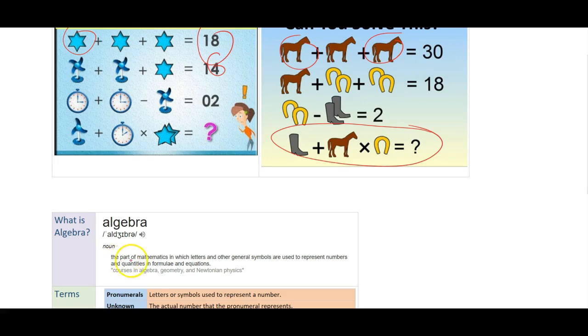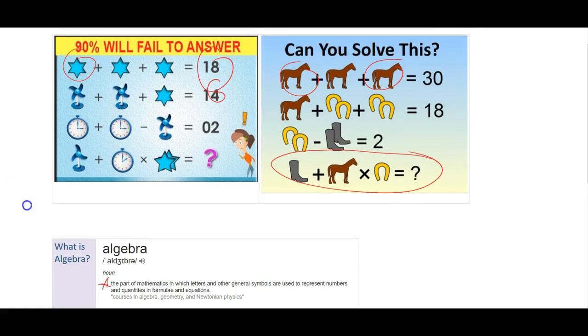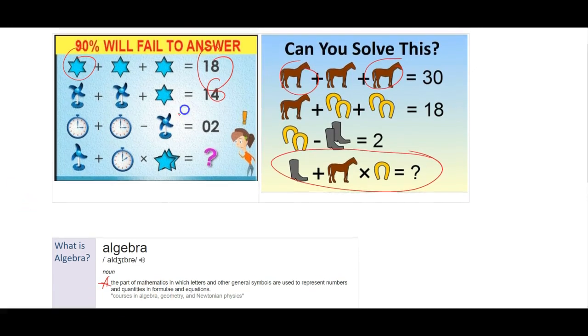Algebra is the part of mathematics in which letters and other general symbols are used to represent numbers and quantities in formulas or equations. Just like up here, we have letters or symbols which represent other numbers. This star here represents a number, this fan here represents a number. We need to try and find out what those symbols mean, and that is algebra.